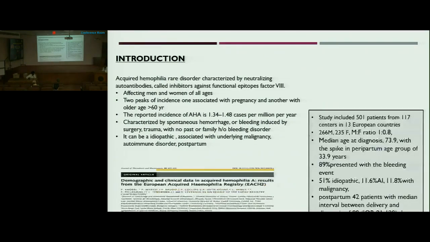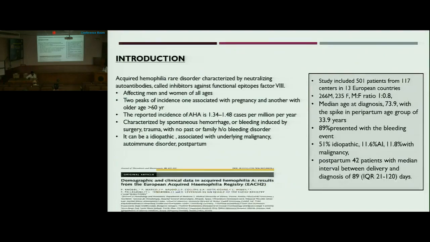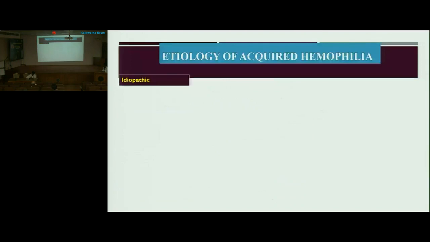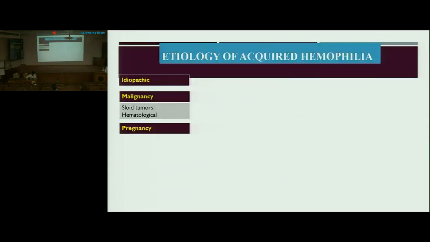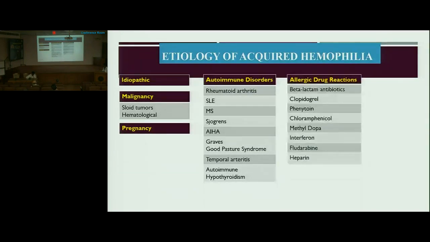Journal of Thrombosis and Haemostasis. Etiology being idiopathic, malignancy, solid tumors and hematological, pregnancy, autoimmune disorders, and allergic drug reactions with dermatological causes.